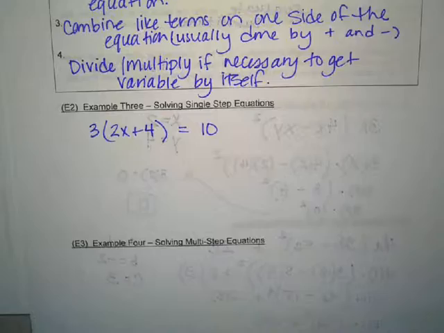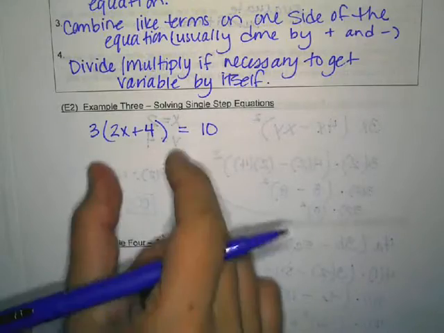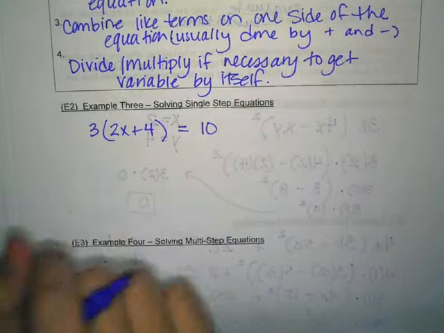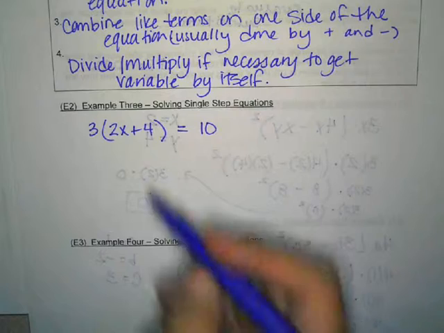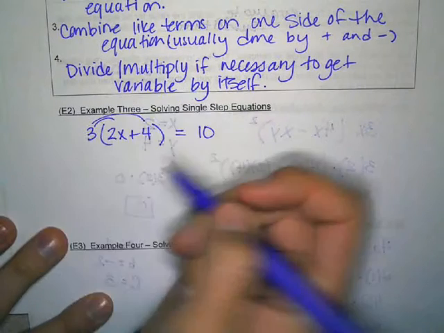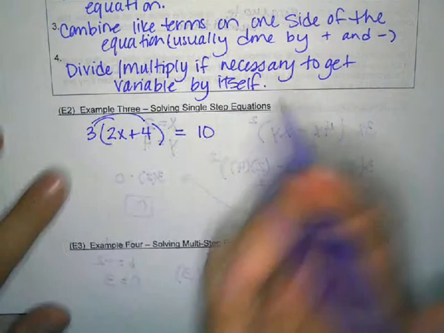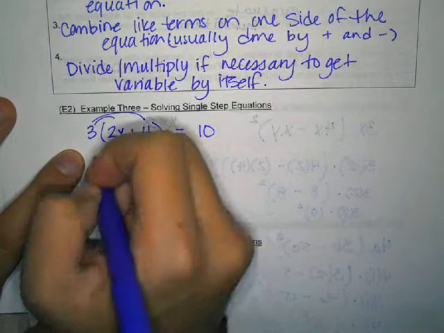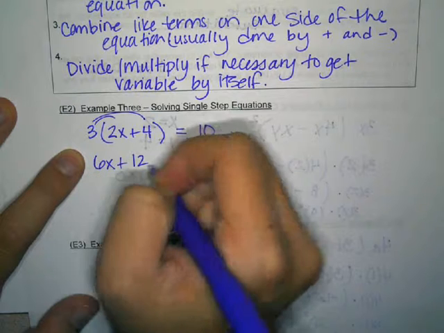They're usually hidden within others, but this is a skill that you have to be able to do. All right, so the first thing we do is look for parentheses, and whenever there's parentheses, you usually have to distribute something. So what do I have to distribute? The 3. So I'm going to distribute the 3 through. Distribute means that every term inside the parentheses gets multiplied by 3. So you get 6x plus 12 equals 10.